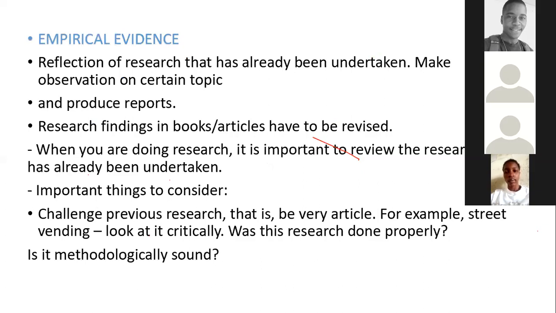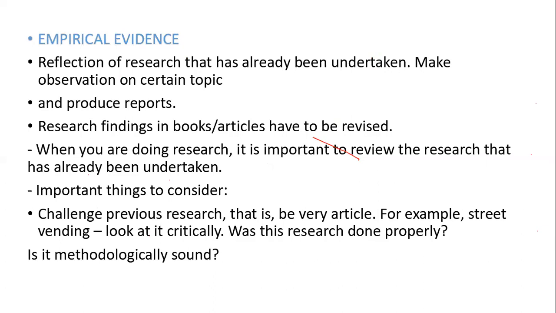Then the second part of the literature review is the empirical evidence. Under the empirical evidence, you are reflecting on research that has already been undertaken. You are making an observation on certain topics and producing reports. Research findings in books and articles have to be reviewed. So when you are doing research, it is important to review the research that has already been undertaken. What are some of the important things to note when doing your empirical review? You need to challenge the previous research.